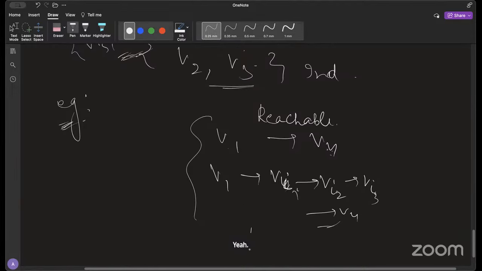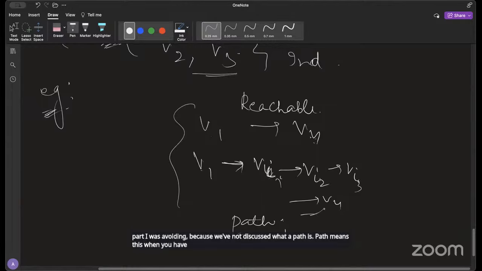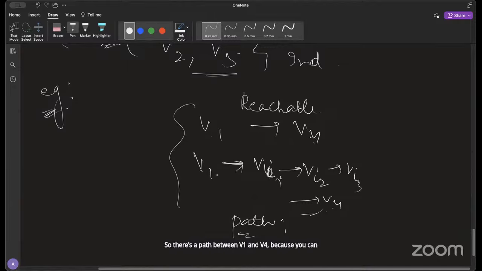Path is this one, and I was avoiding it because we've not discussed what a path is. Path means when you have a way to reach from this point to this point. So there's a path between V1 and V4 because you can reach from V1 to V4. In a way, that is reachability only. This is called a path. So V1 to V2, V2 to V3 is a path, and V1 to V2 is an edge.